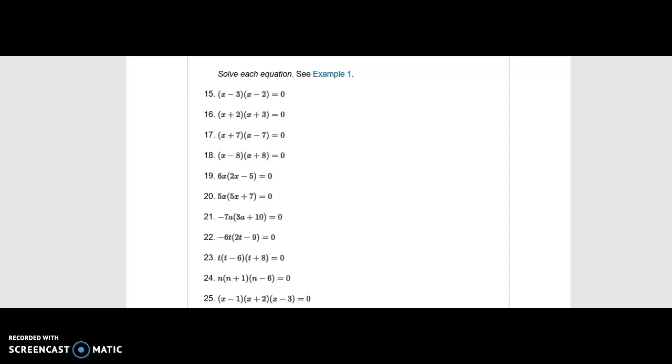So all you have to do is take each of the parentheses, or if there's not a parentheses, and set those terms equal to 0 and solve. I'm going to go ahead and choose a couple that have fractions in them. If you look at number 15, you could see those two solutions would be x equals 3 and x equals 2. What minus 3 is 0, 3; what minus 2 is 0, 2; and so you would write that as 2, 3.